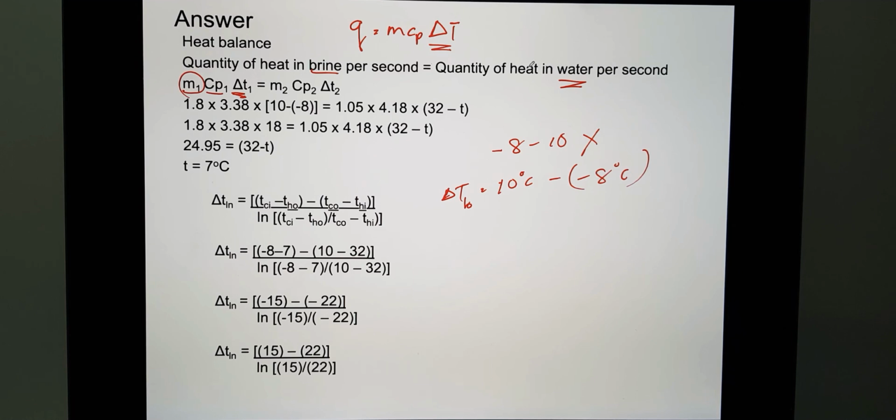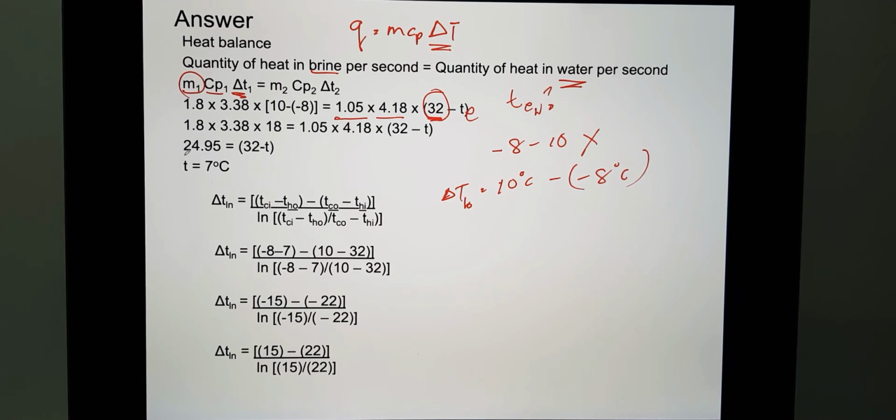And on your right hand side, this one will be the m for the water. It is 1.05 times 4.18. This one has been given to you in the problem statement. Times 32, which is the temperature of water entering into the system, and then you need to calculate for the T exit. Okay, now what you need to calculate is T exit for water. Right, so use all the values.